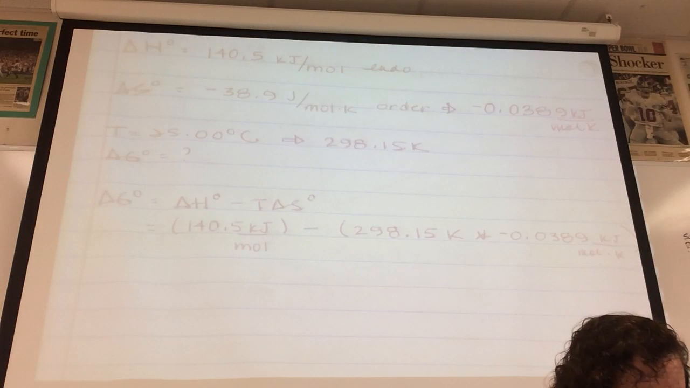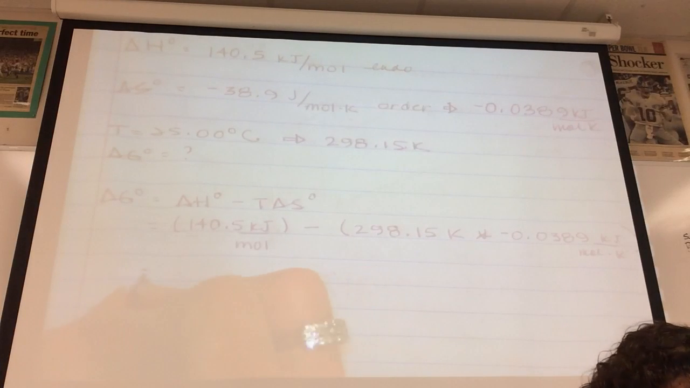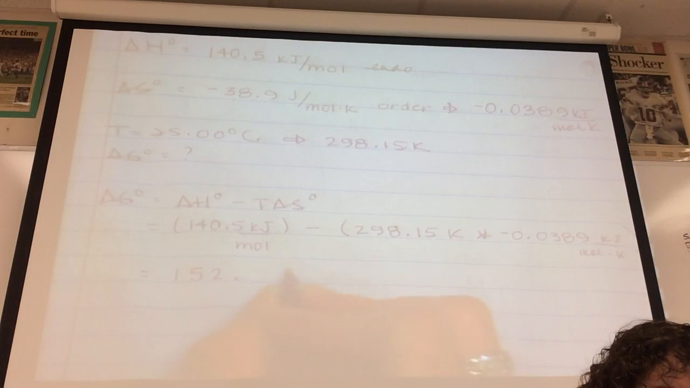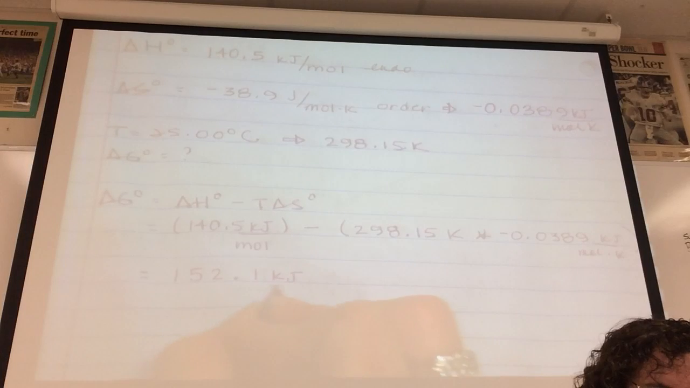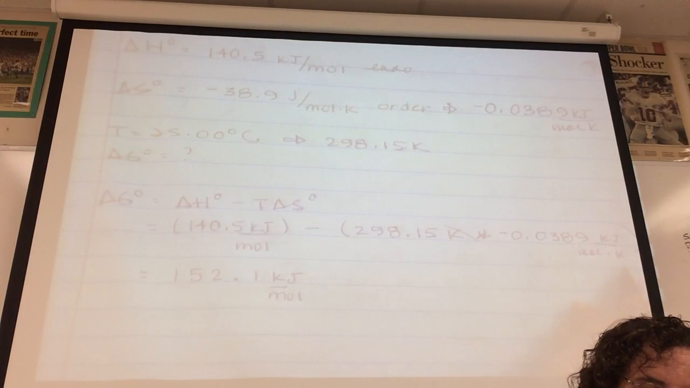Then it's just a plug and chug. You actually don't need any parentheses in your calculator. A scientific calculator will take care of all order of operations. On your phones, if you're doing a lot of calculations for practice, I would recommend installing a scientific calculator. So we've got 152.1 kilojoules per mole. The Kelvin canceled.